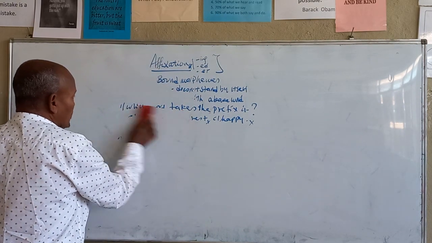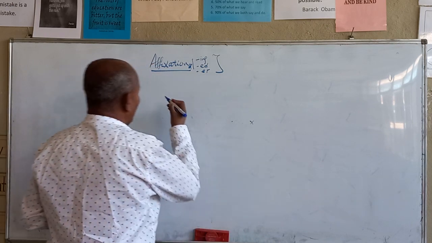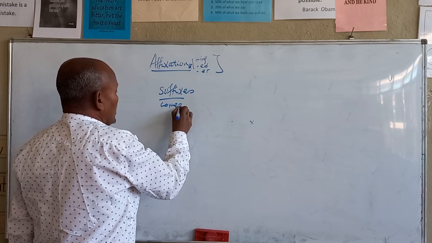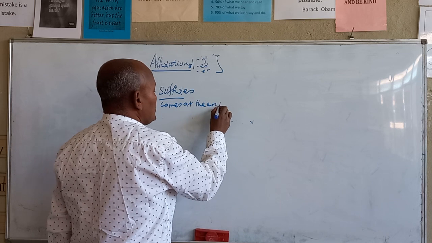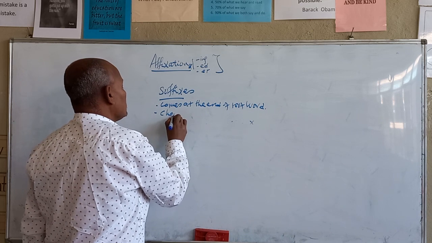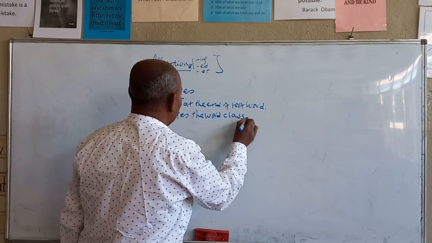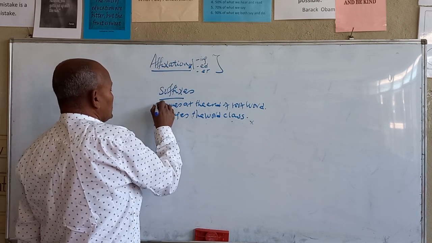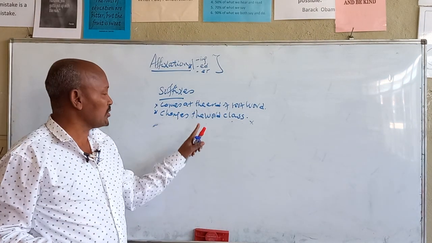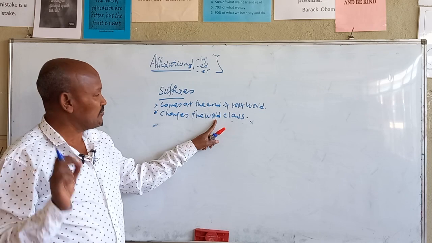The other part of affixation is suffixes. You know, suffixes are words which come at the end of the root word or base word. They change the word class. This is the very important issue of suffixes. First, it comes at the end of the root word, after the base word, and it changes the word class, not the meaning itself. So they are called suffixes.